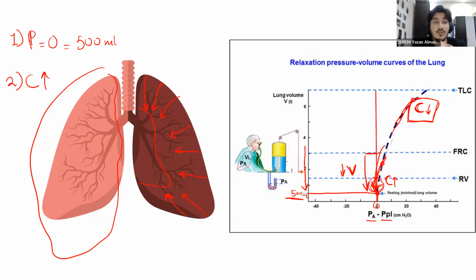Why? Because we don't want the lung to be so compliant that it keeps inflating and increasing in volume. If it goes way more than TLC, it might explode. The lung will actually rupture. Are you with me until this point?